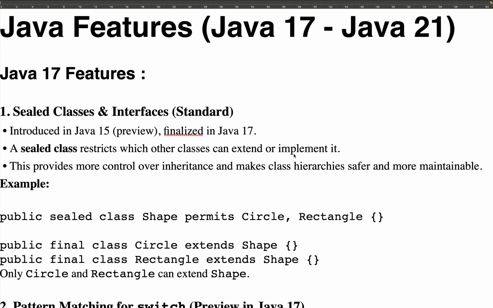Similarly for interfaces, we give permission to particular interfaces or classes to implement it, otherwise it will give an exception. This provides more control over inheritance and makes class hierarchies safer and more maintainable. It was introduced as a preview feature in Java 15 but finalized in Java 17. Now this is a final feature in Java 17, and it can't be removed. Further additions can be made to this feature.